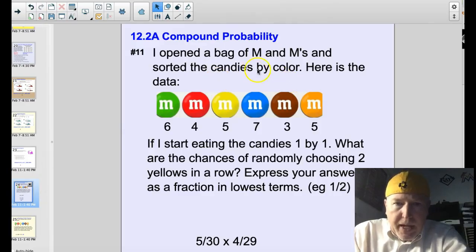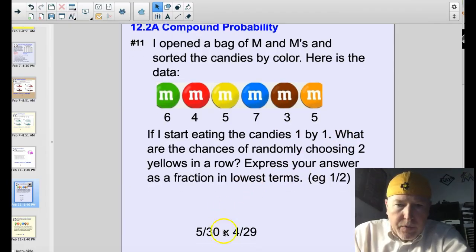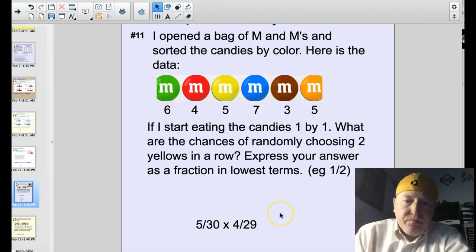The next one. I opened up this bag of M&Ms and sorted the candies by color. I started eating the candies one by one. What are the chances of randomly choosing 2 yellows? Well, the first time we go in, there would be 5 yellows out of a total of 30 candies. We add these up, that's 30. The second time, there would be 4 yellows, because I probably ate a yellow, and there would only be 29 M&Ms left, because once again, I ate one.